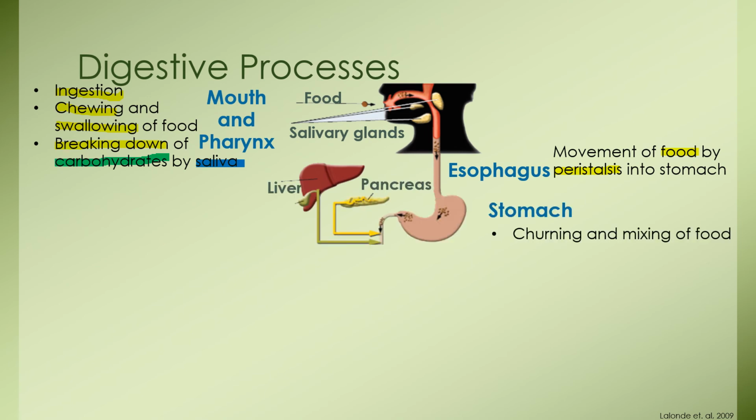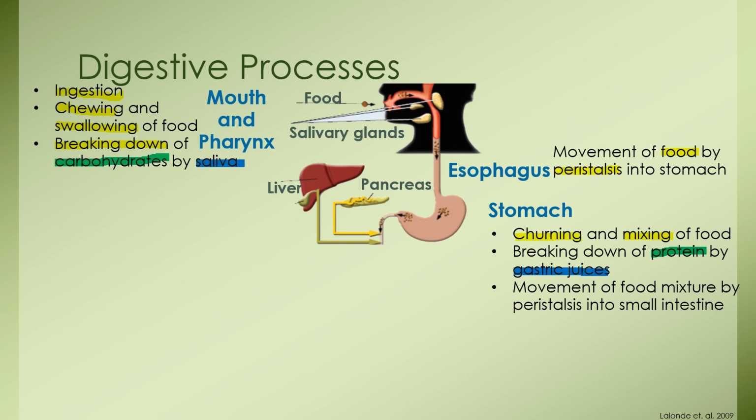After it reaches the stomach, and what happens? Happens the churning, remember the muscles contraction, and mixing of food with the secretions. Here in the stomach, we break down basically proteins by the gastric juice. Okay, so in stomach, we break down the proteins by gastric juice. And occurs the movement of food mixture by peristalsis. So peristalsis also continue from the esophagus to the stomach and also in the intestine, okay? So the peristalsis movement in the stomach moves the food from the stomach to the small intestine.